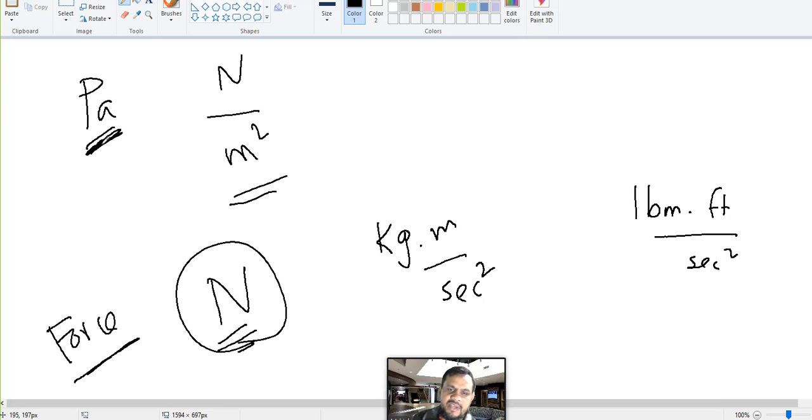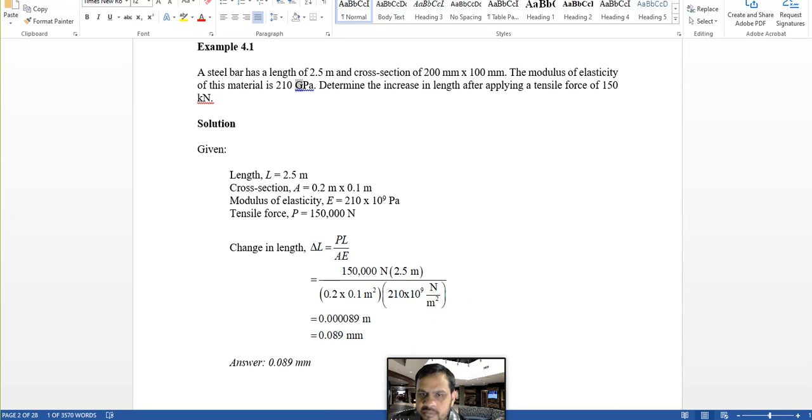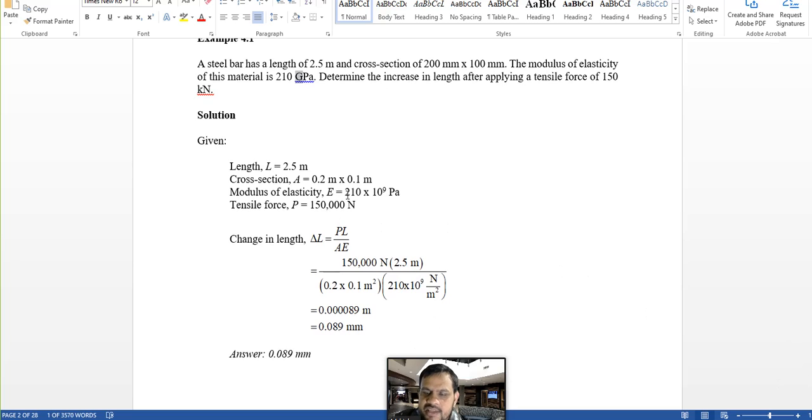Same thing for Pascal. Pascal discovered or initially proposed the idea of pressure. Pressure or stress is the same thing. So it is force by area. That is called Pascal. I know that you are already familiar with this. So E is 210 times 10 to the power 9 Pascal. It is given here in giga; I just omitted the G to make the unit consistent. Force is 150 kilo. I multiplied by 10 to the power 3 to become Newton. Then every unit is consistent.